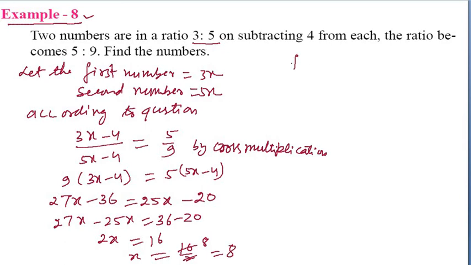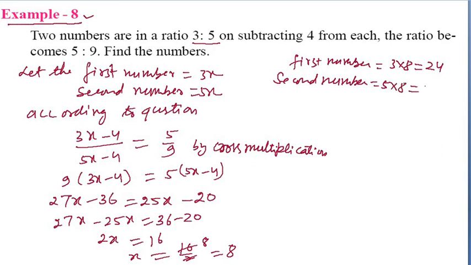Now we can write here the first number. First number is 3 into x, x is 8, so it is 24. Now the second number, that is 5x, so 5 into 8, that is 40. So that will be your answer.